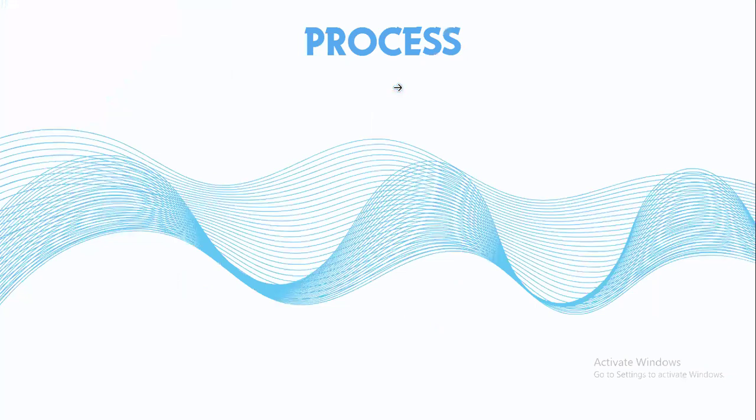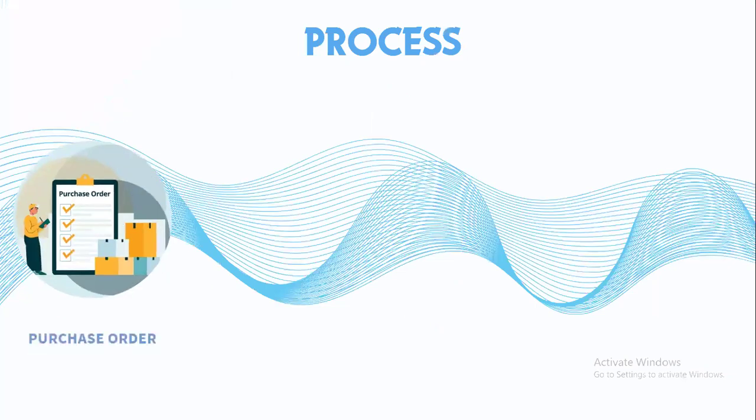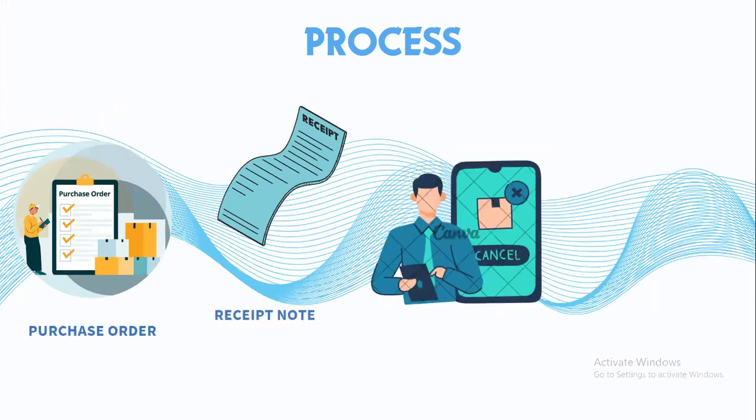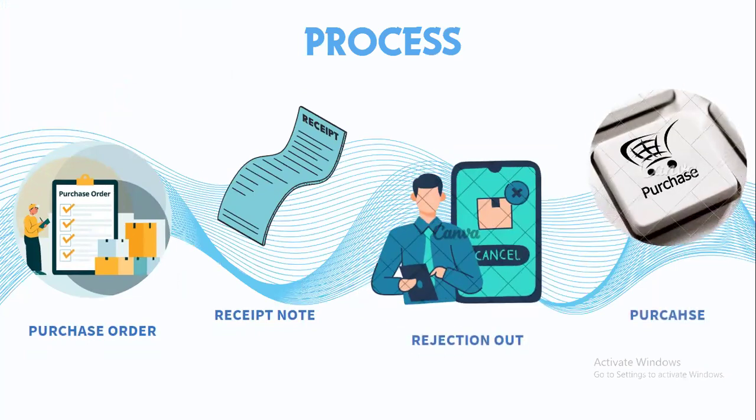What is the process involved in purchase order? Purchase order, receipt note, rejection out, and purchase. First of all, what is purchase order? Before we purchase a bulk of goods, first of all, we need to order from the supplier for the supply of goods, the items, the quantity, and we also assign the order due date.